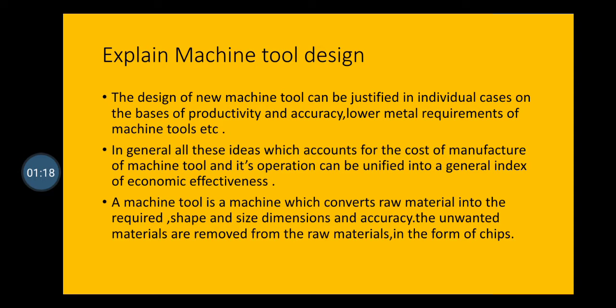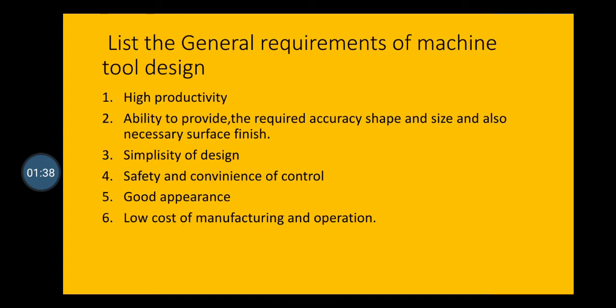A machine tool is a machine which converts raw materials into the required shape, size, dimensions, and accuracy. The unwanted materials are removed from the raw materials in the form of chips. That is a machine tool design. Next question: list the general requirements of machine tool design.